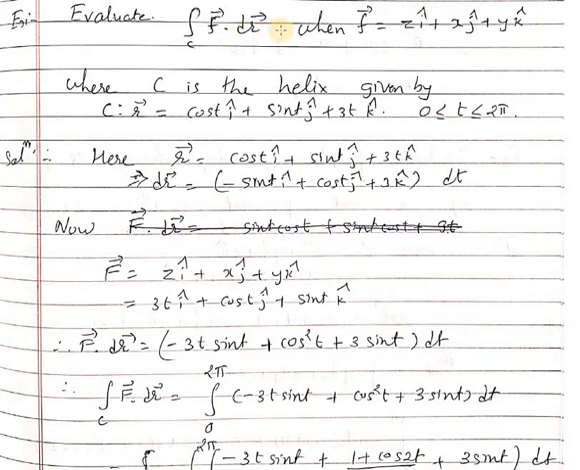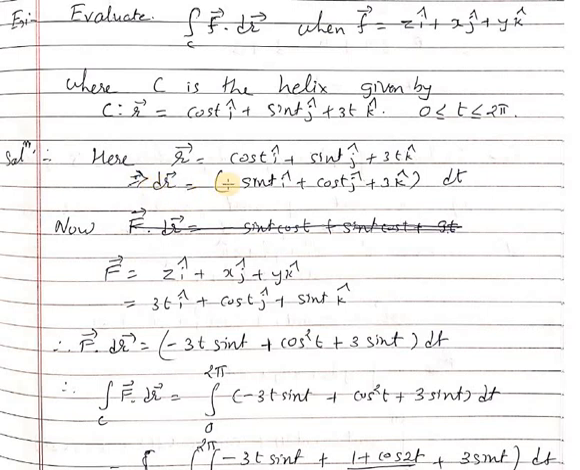Evaluate ∫ F·dr when F̄ = z i + x j + y k, where C is the helix given by r̄ = cos t i + sin t j + 3t k, where t is between 0 to 2π. Here r̄ is already given: cos t i + sin t j + 3t k.